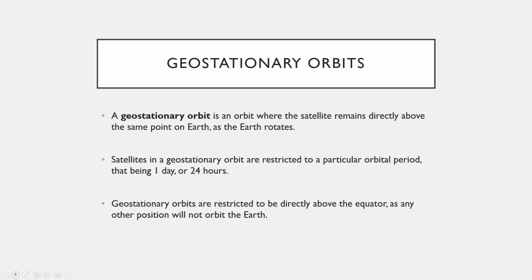All right, last thing. So, geostationary orbit. So a geostationary orbit is an orbit where the satellite remains directly above the same point on Earth as the Earth rotates. Okay, and if you think about it, the only way that that could be the case is if it was directly above the equator. Okay, it's a bit hard for me to draw this, so if you want, I can sort of show you next time we're in class.